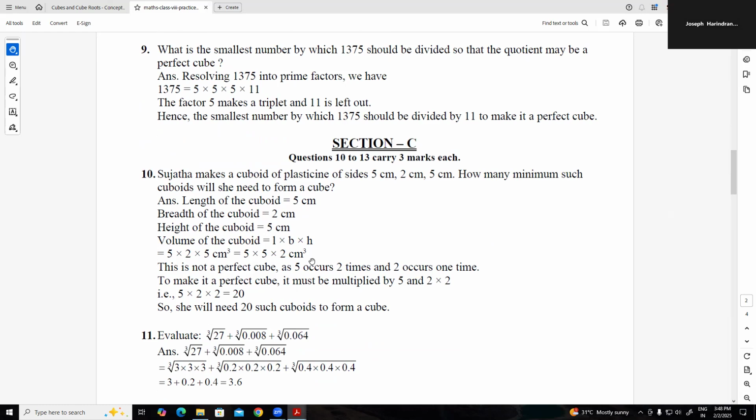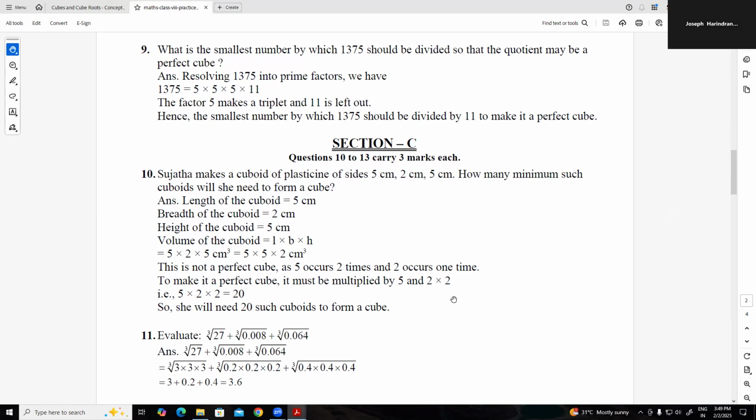We keep it in the exponent form itself. It's not a perfect cube at all. To make it a perfect cube, what should be done? We have to multiply by 1 more 5 and 2 more 2's. See, we have to multiply by 5 into 2 into 2.